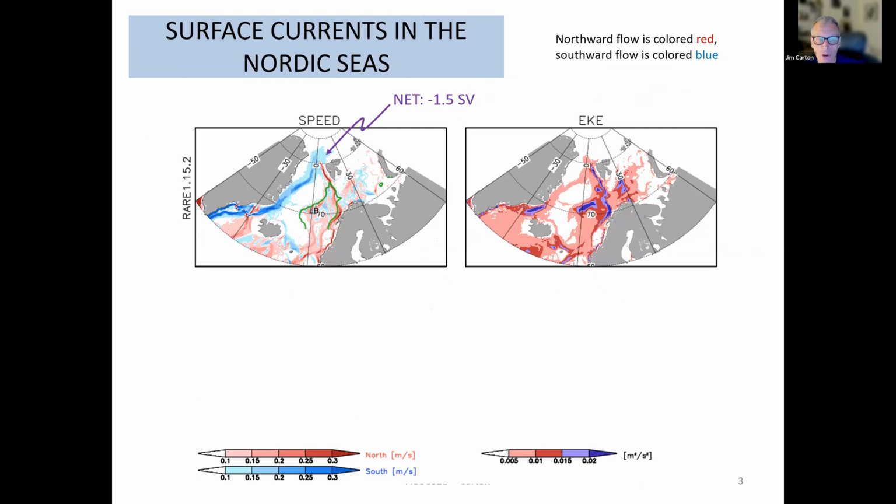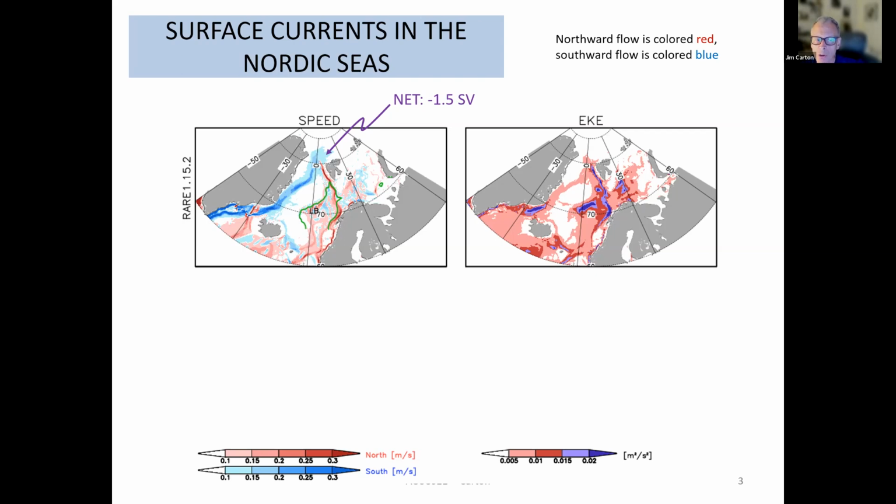And the first picture I'll show you is a picture of speed on the left and eddy kinetic energy on the right for the Nordic seas and Barents Sea. So you recognize Greenland and Europe there. And the currents which are flowing northward are colored red. The currents which are flowing southward are colored blue.